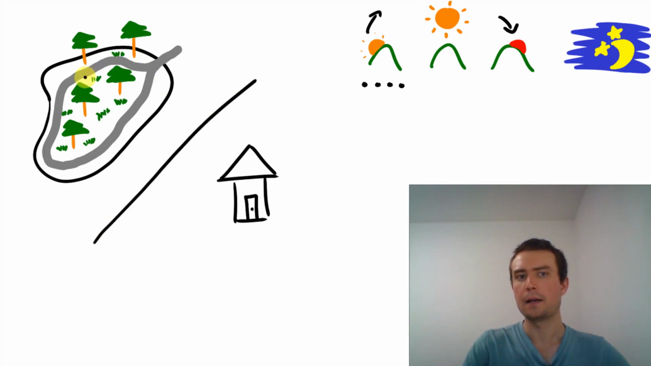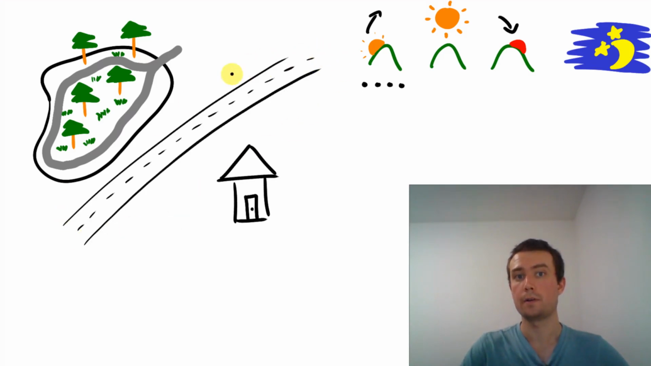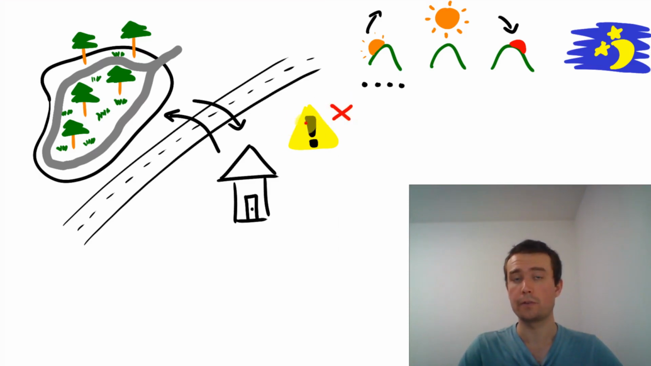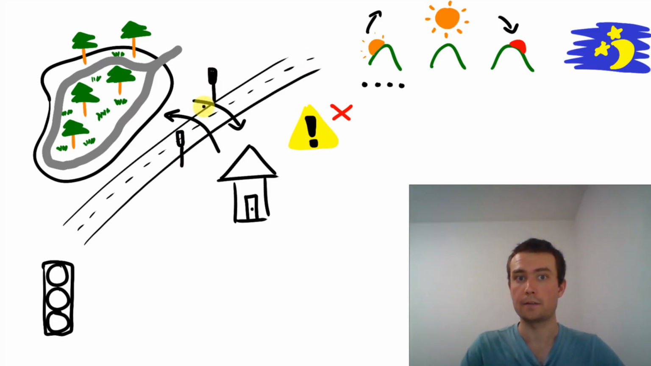Between the park and my house, there's a road. Every morning, I have to cross the road and cross back. But it's not dangerous because there are traffic lights. Two traffic lights. One, two.